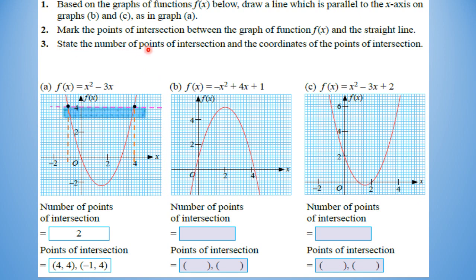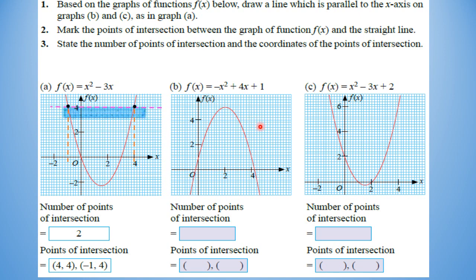The third question, state the number of points of intersection. This one is the first one, this one is the second. So we have 2 points of intersection. And then state the coordinates. The first one, (4, 4). The second one, (-1, 4). Now we look at the second example.